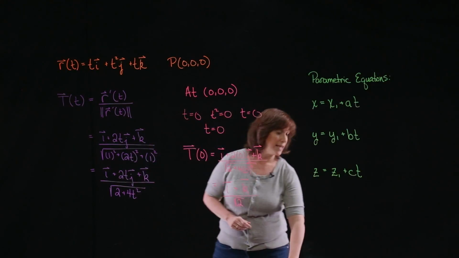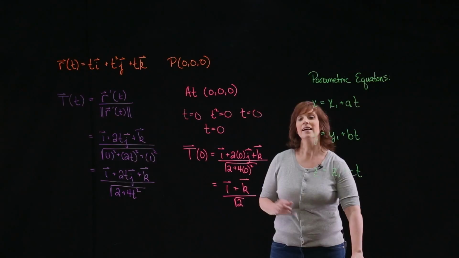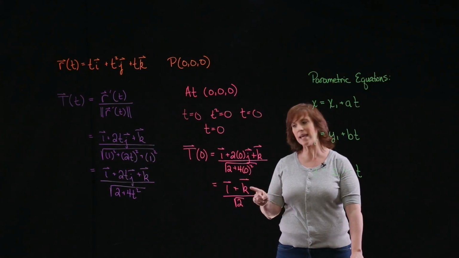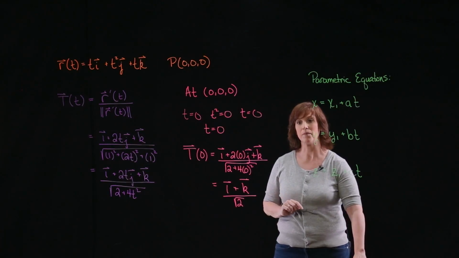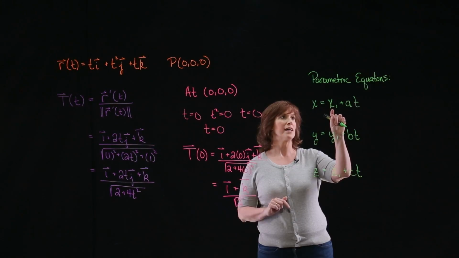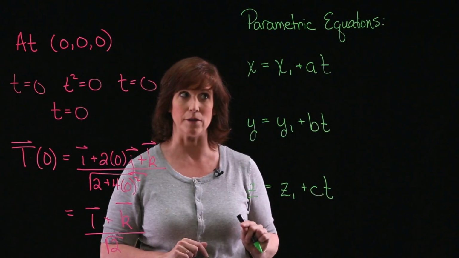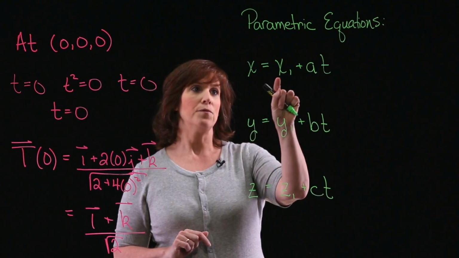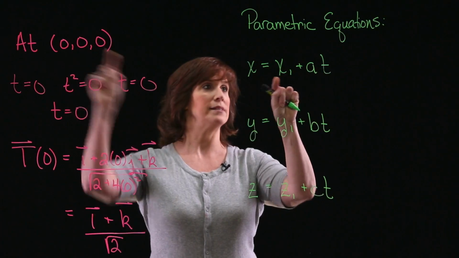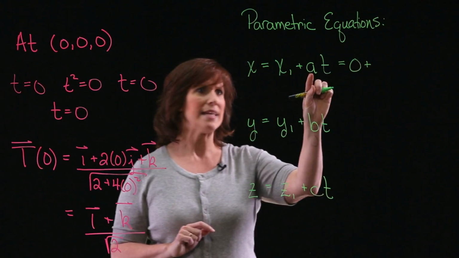Now what I'm interested in is getting a set of parametric equations that gives me a line that is passing through the point 0, 0, 0 and has the same direction as that unit tangent. Well, because it's a line, I know all of my equations will have the form x1 plus a constant times t. That's true for each of the different coordinates. And I know for the x equation that the x1 is going to be 0 because it's matching up with my coordinate 0. So I'll have 0 plus, now I need a.